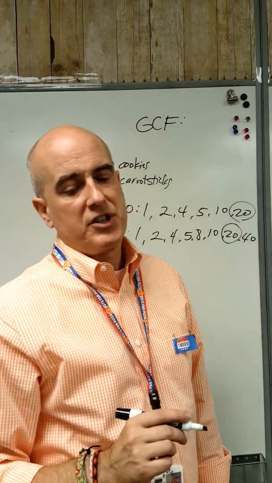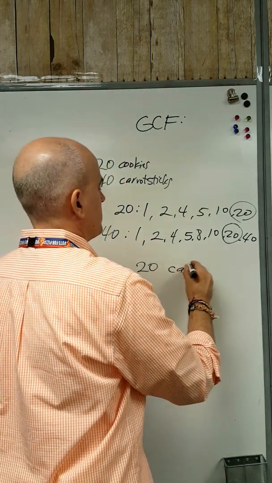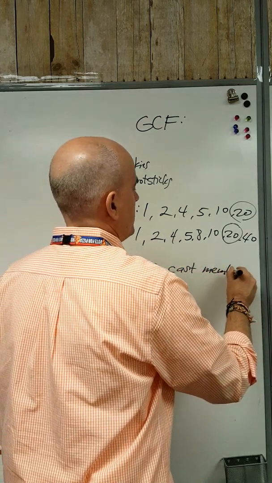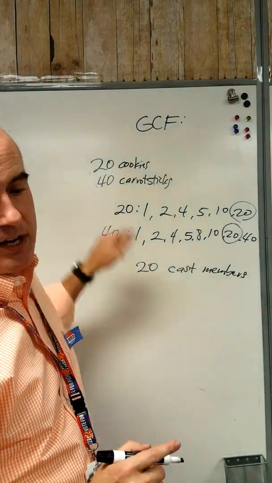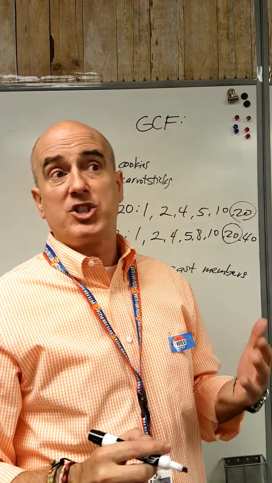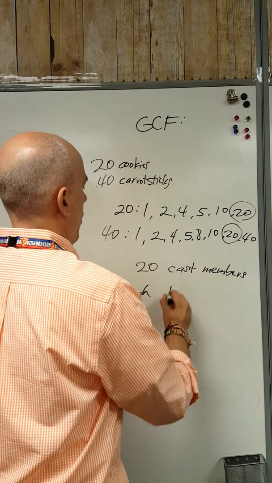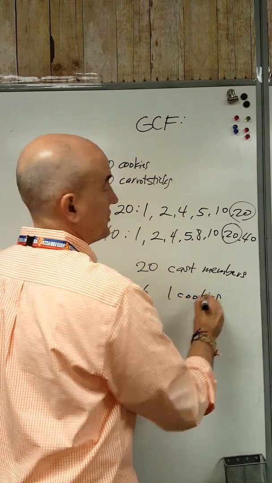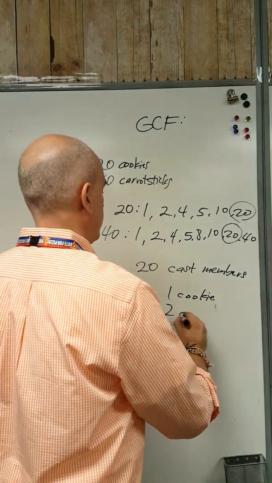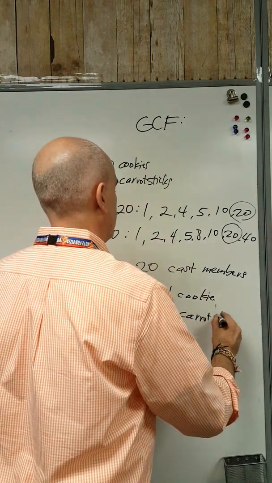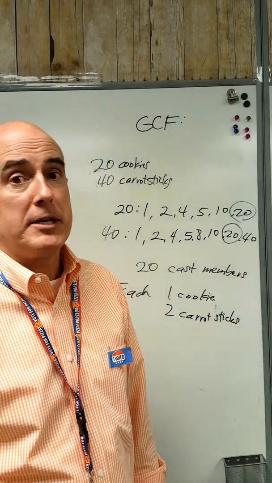So what's the greatest number of cast members that could have been at the party? 20 cast members, right? That's the largest number where everybody would get at least one cookie and at least one carrot stick. Question number B says, actually, how much did they get? Well, if there were 20 people, each would get one cookie, because there was 20 cookies, and each person would get 2 carrot sticks. So that would be the answer for part B.